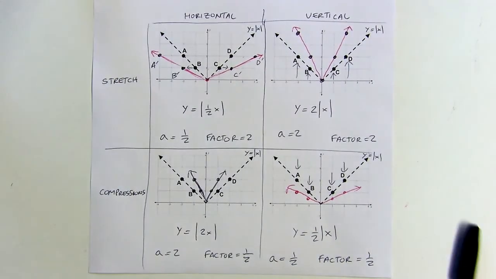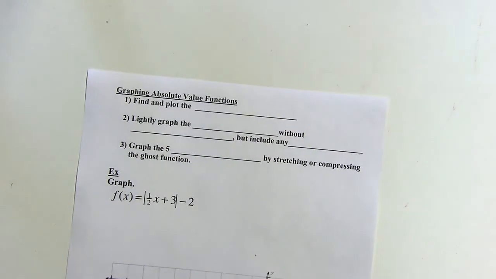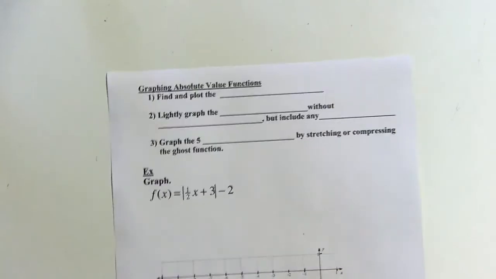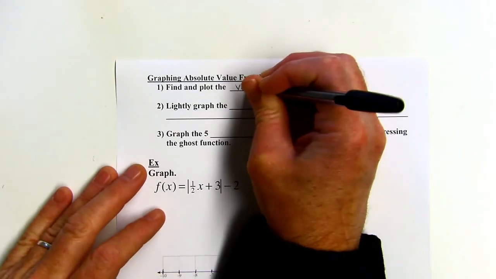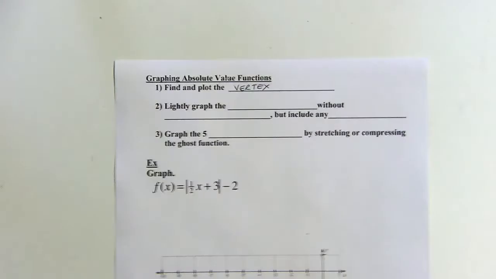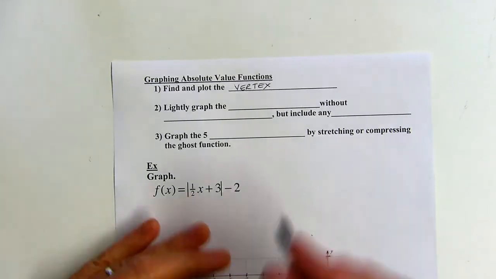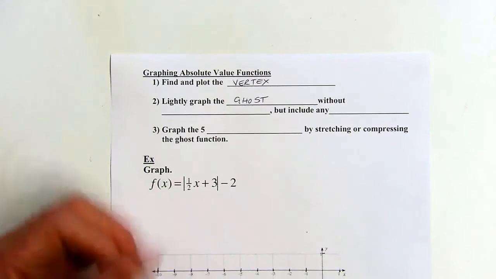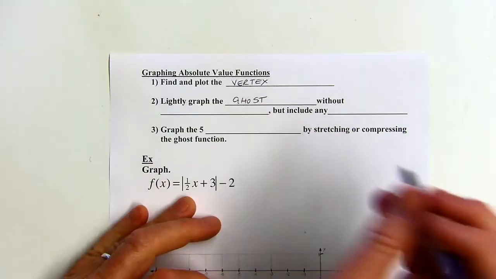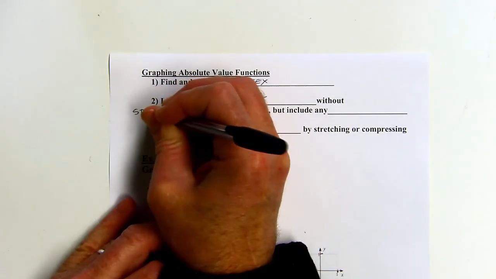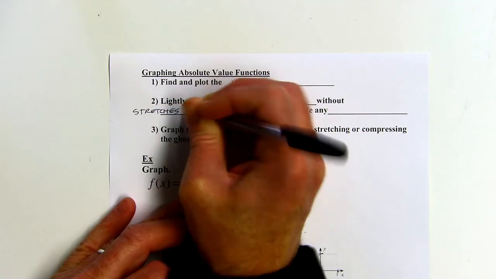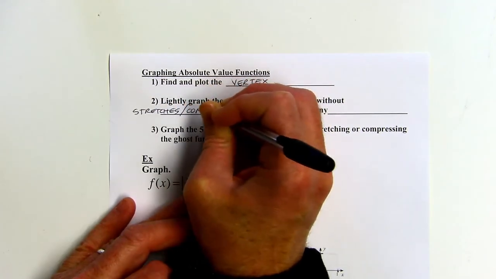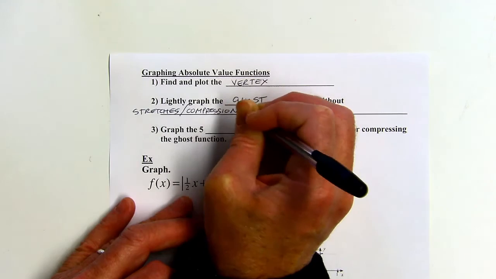Okay, so now let's try some actual graphing of absolute value functions that have stretches and compressions. So here's my advice when graphing these types of problems. First, find and plot the vertex, because once you get that, it's going to stay put, at least with the method that I use. So you won't have to move it around. And then we're lightly going to graph what I call the ghost. That's just something I made up, but that's my function without stretches or compressions. So I'm going to pretend it doesn't have a stretch or compression, even if it does have one.